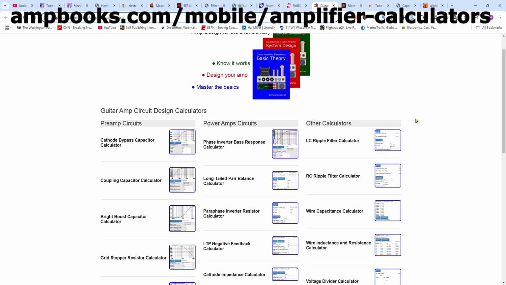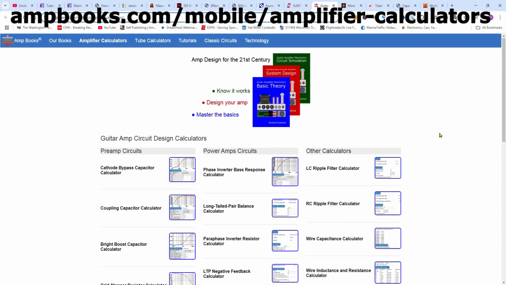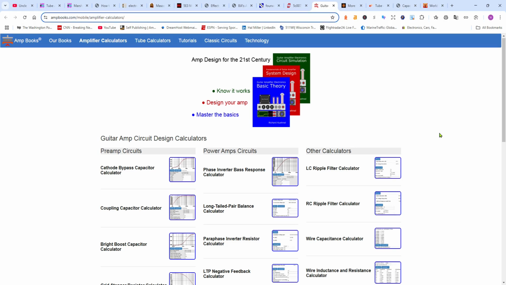This is another one, and again, for the math averse, these are calculators. This is at ampbooks.com, and first of all, ampbooks.com has a lot of really good amp books, especially if you're building tube amps. They have a fantastic selection. A guy named Richard Keenel.